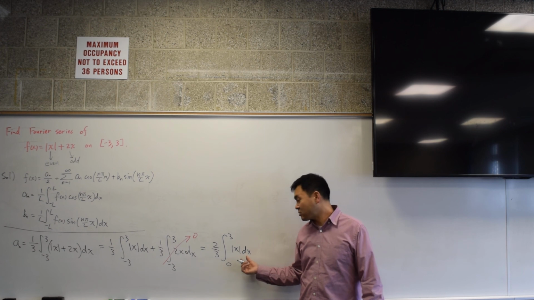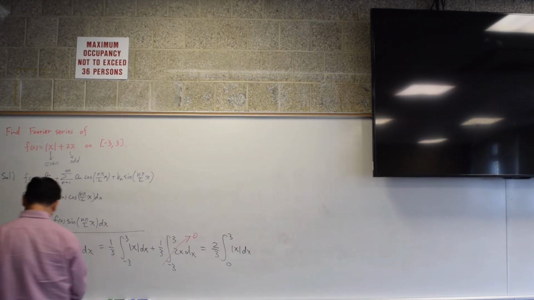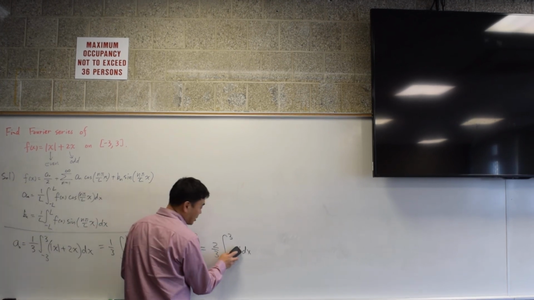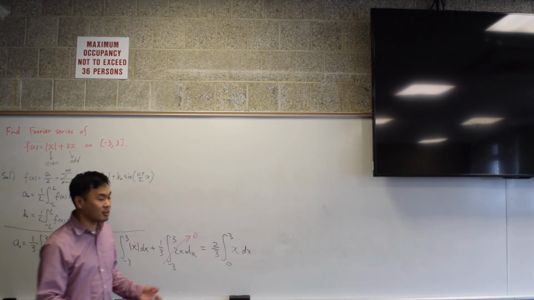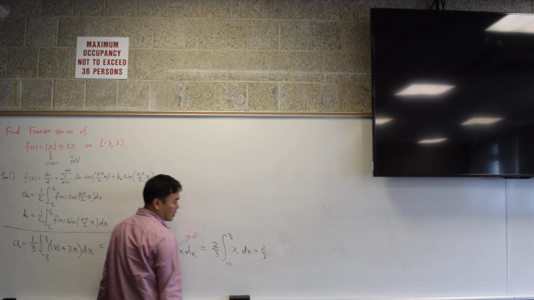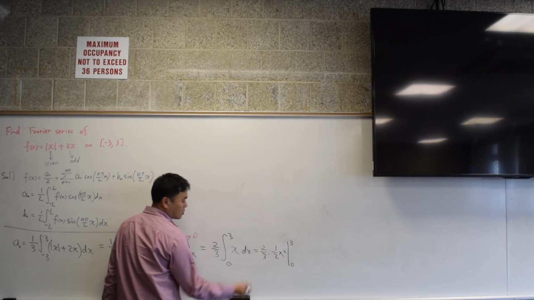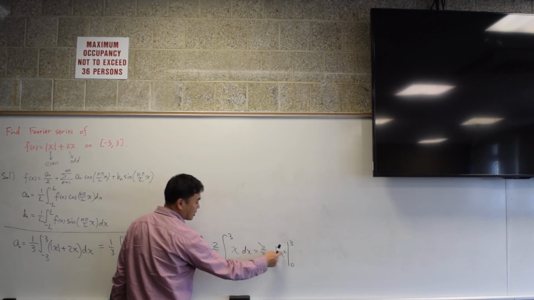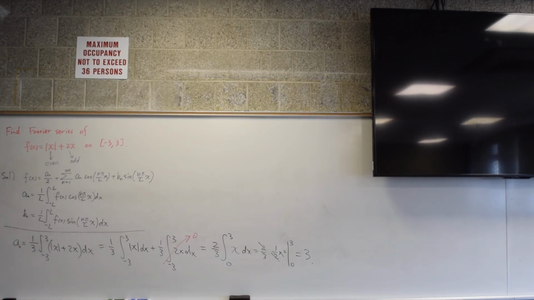No. Absolute value of x is just equal to x if x is already positive, right? Because absolute values don't do anything if your function is already positive. So you just have x. And that's easy to calculate. This is 2/3 of the integral of x, which is 1/2 x squared, and you're plugging in 3 and 0. The 2 cancels. When you plug in 3, that's 9. 9 divided by 3 is 3. So that's what you get. Okay? So the integral value is 3. So that's the value of a0. We found a0.